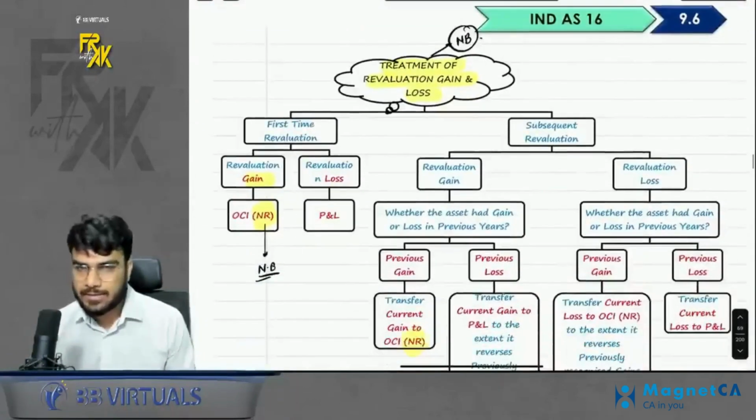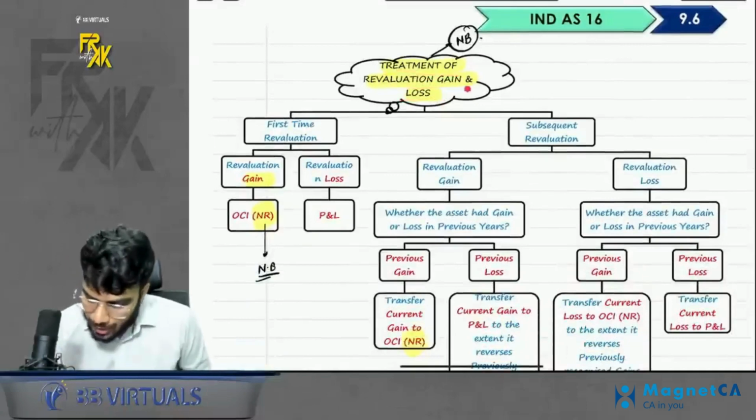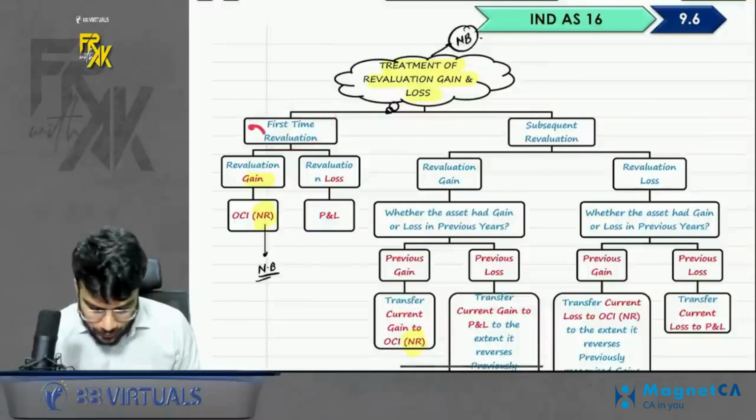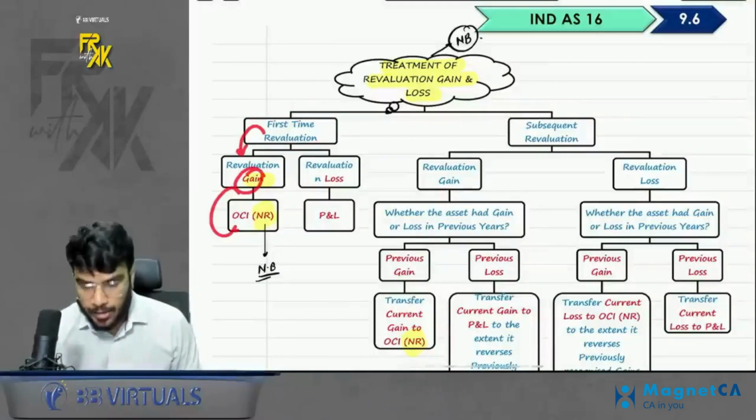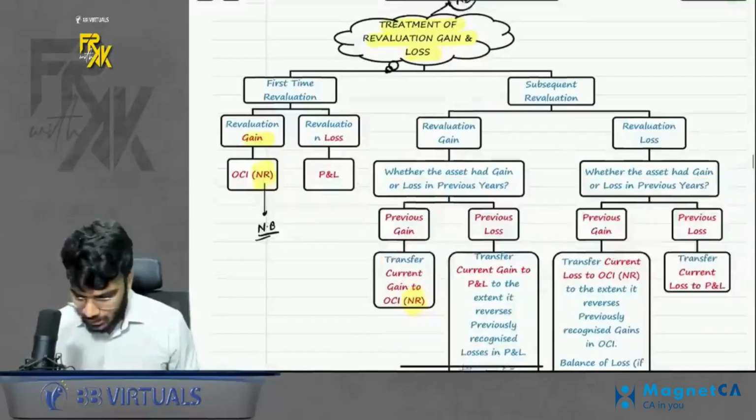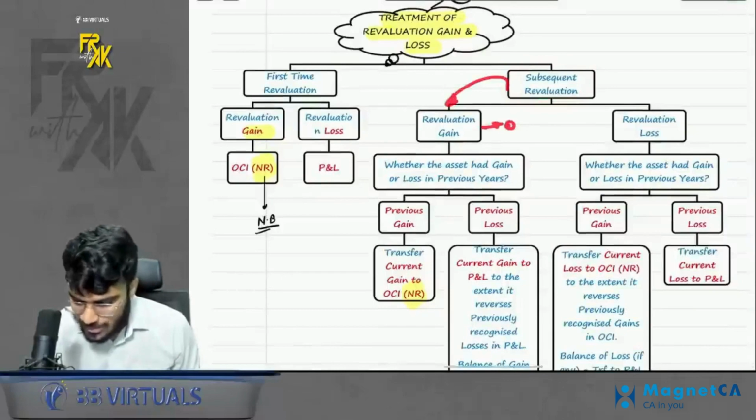So how do we treat this? Ideally, you have to check whether you are revaluing the asset for the first time or revaluing the asset subsequently. If you are revaluing the asset for the first time and you have a gain, you will transfer it to OCI. If you have a loss, you will transfer it to profit and loss. Simple. If you are revaluing it subsequently and you have a gain, don't directly say OCI.